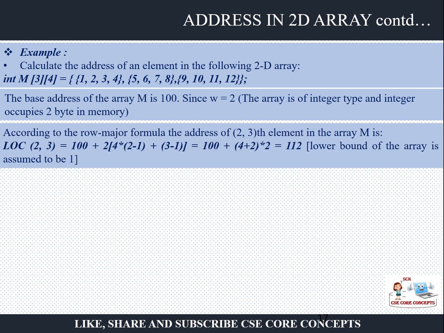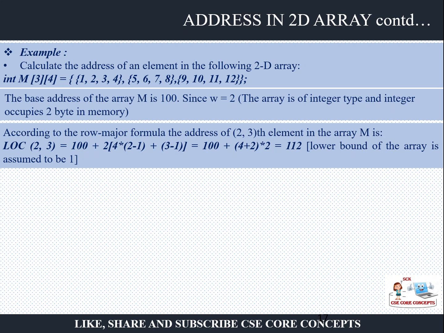So if I want to find the location of the element 2, 3, as per the row major formula, then location of 2, 3 is equal to 100. What is 100? 100 is the base address of the array plus 2. 2 is what? The number of words. Into 4. What is 4? The number of columns. Remember, if you are finding in row major order, n is going to be the number of columns in the array.